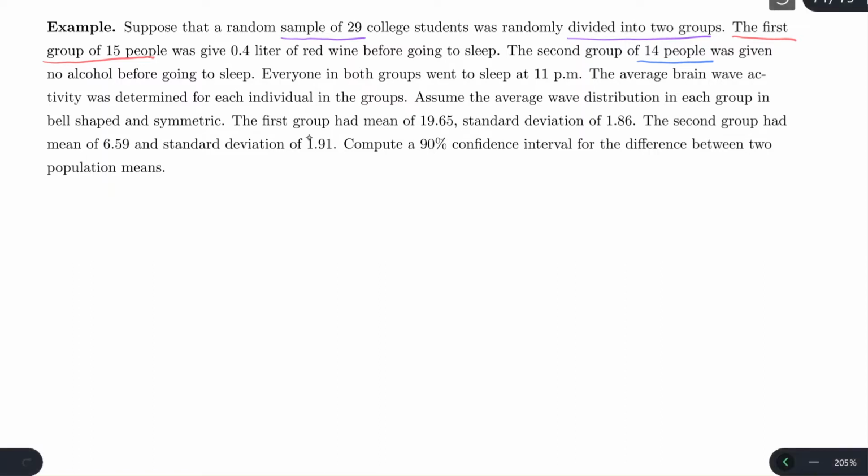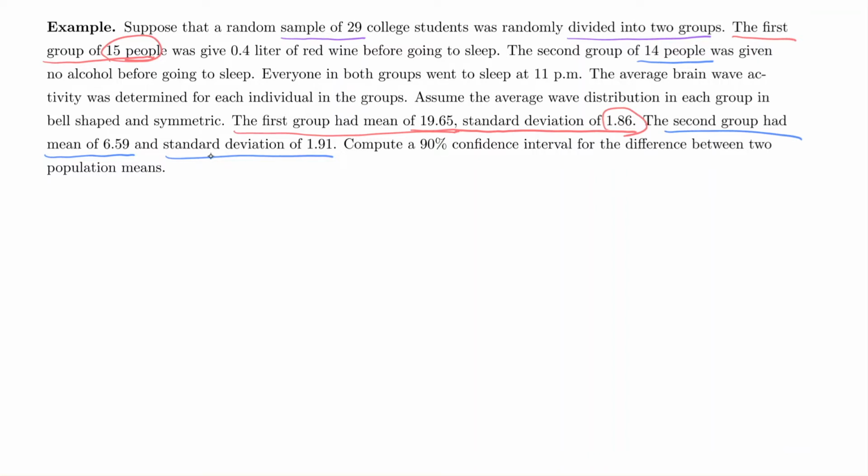The first group had a mean of 19.65 and a standard deviation of 1.86. Here we have to be careful. They're giving a sample mean, because from the first sample of 15 people, we got a mean of 19.65 and a standard deviation of 1.86. So the standard deviation they're referring to here is the sample standard deviation. Similarly, the second group had a sample mean of 6.59 and a standard deviation of 1.91. Although they don't use the word sample in front of the standard deviation and the mean, it is implied because it's from the second group of 14 people. So this is the sample standard deviation.